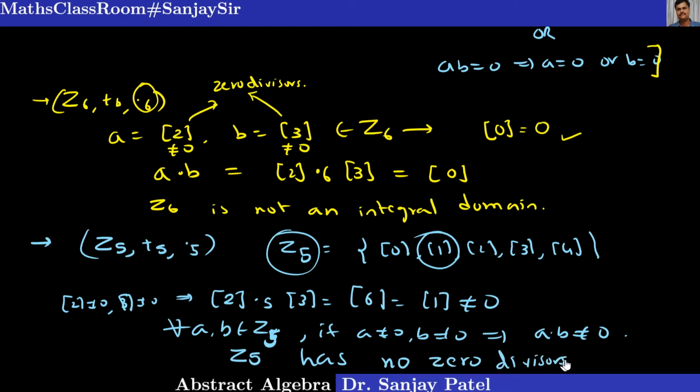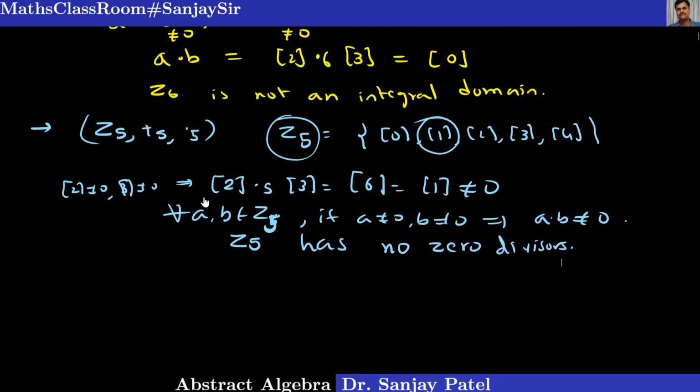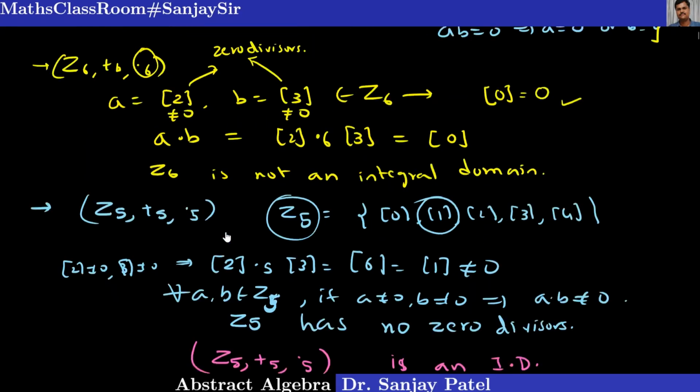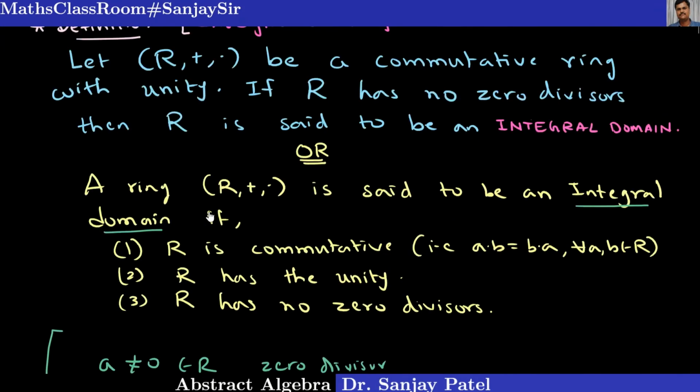So what can we say from our definition? From the definition, we can say that this Z5, with addition and multiplication modulo 5, is an integral domain. I will write the short form as ID always. So this is the understanding of the definition of an integral domain. A commutative ring with unity which has no zero divisors is called an integral domain. A very, very important type of ring.